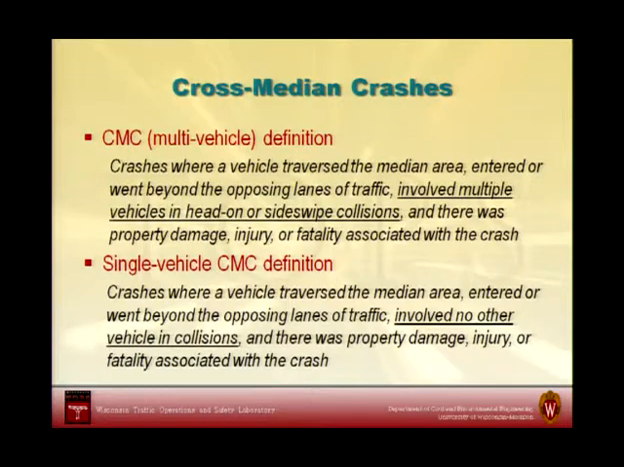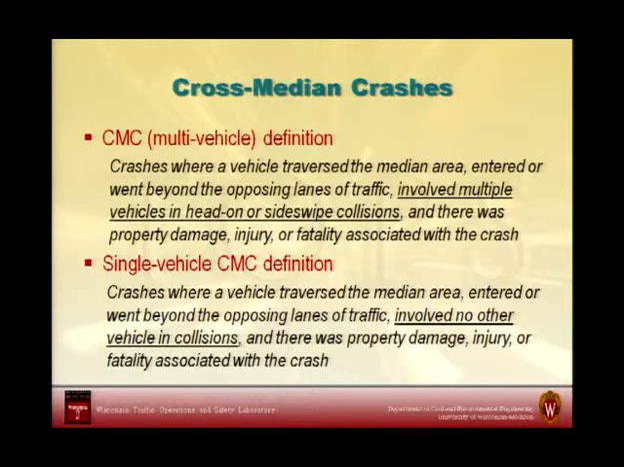We spent an awful lot of time over the last few years in Wisconsin looking at issues related to cross-median crashes. And there's a lot of words on this slide, I realize that. But I wanted to make sure we were all talking about the same thing, or at least thinking about the same thing as I discuss this topic. And we've looked at it a couple of different ways.